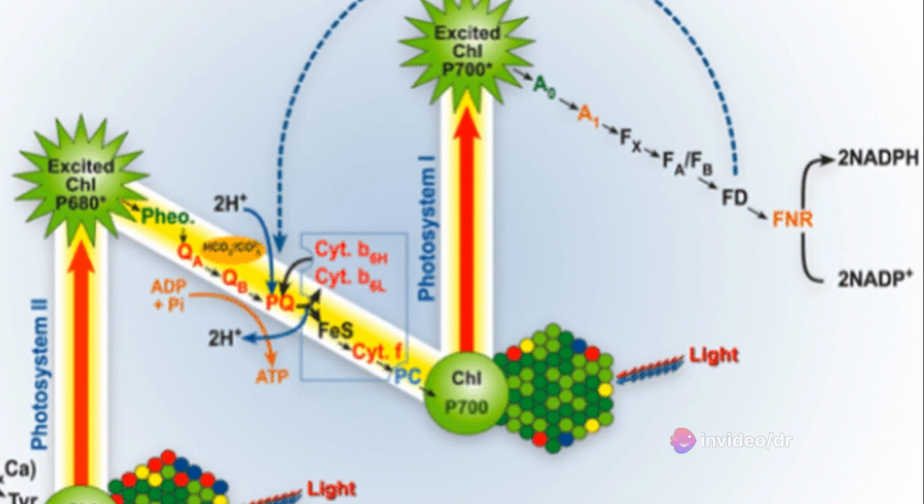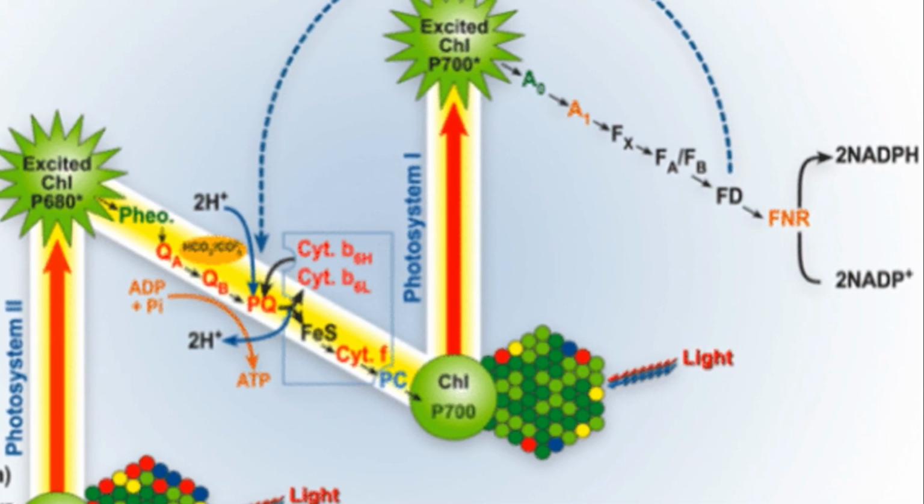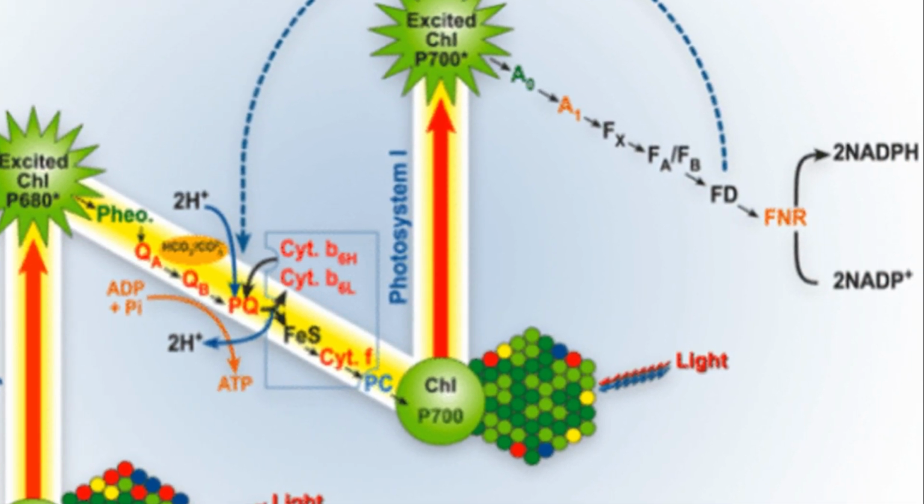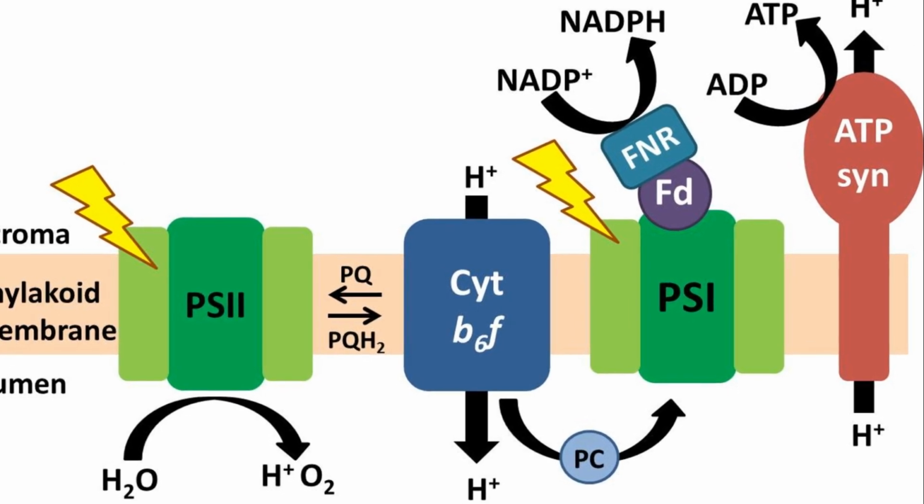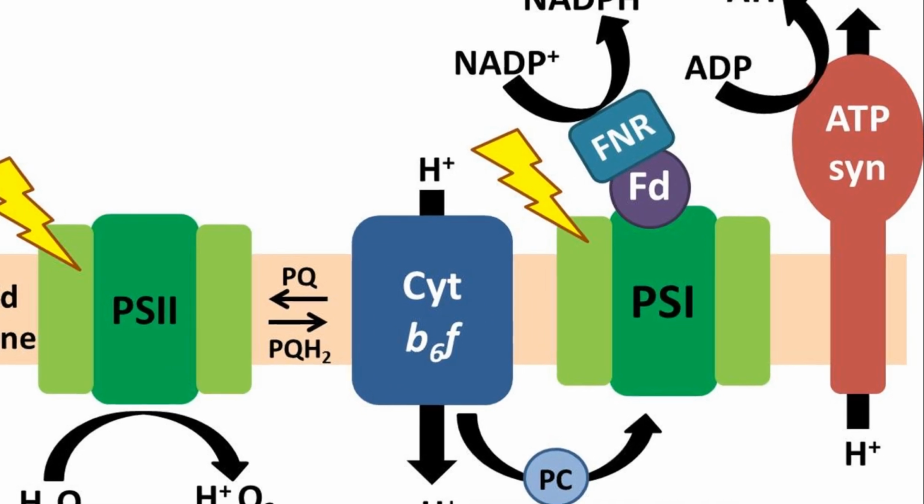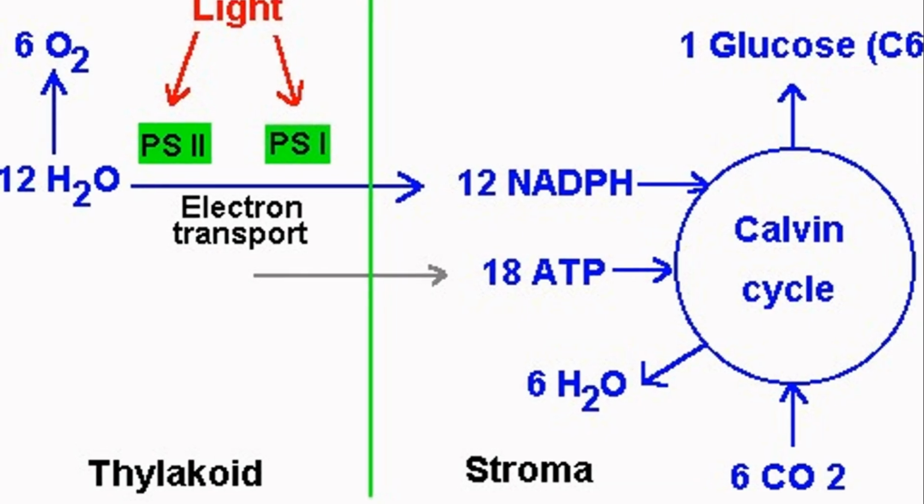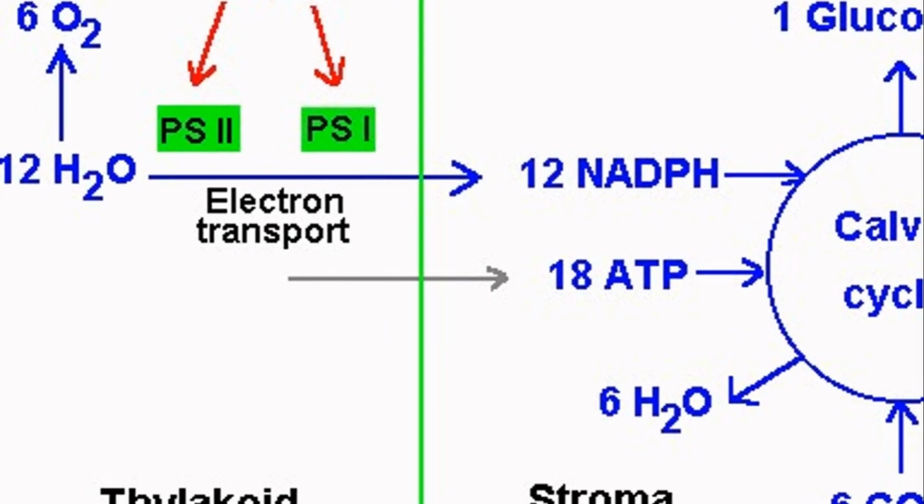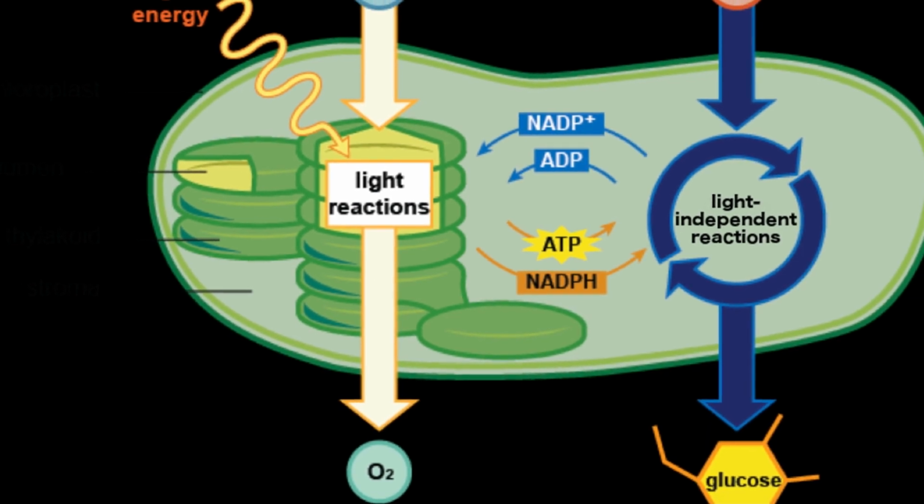The whole process shows how the electrons move from the water via a chain of redox carriers during photosynthetic electron transfer. By the end of the light-dependent pathway, we have the production of ATP and NADPH, the energy molecules to be utilized during the light-independent pathway of photosynthesis.